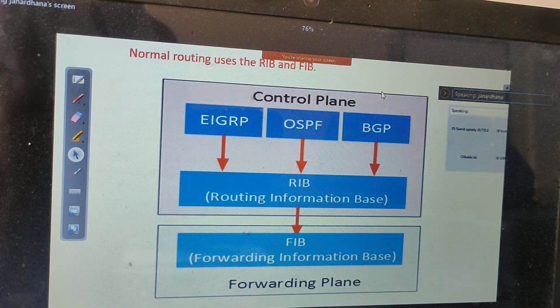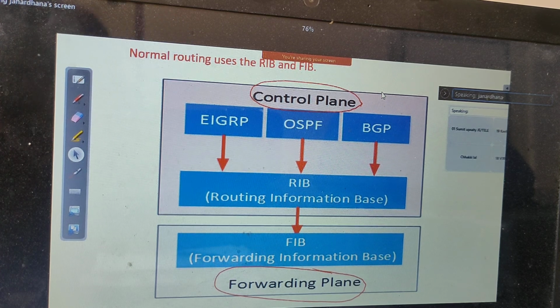Coming to the next one, every router has two types of planes. That is the control plane. So is this clear? Any doubt you can ask me. We will discuss the control plane and data plane.